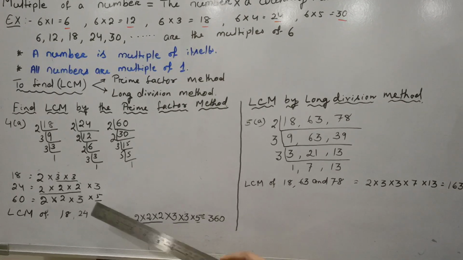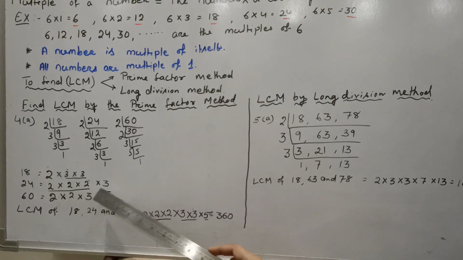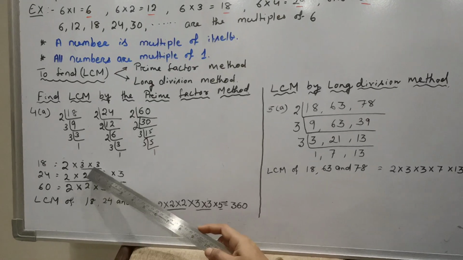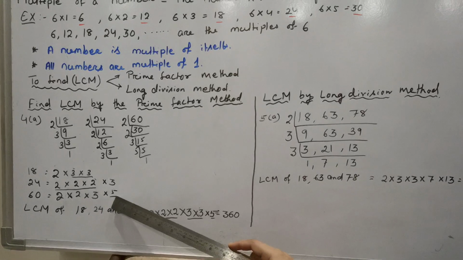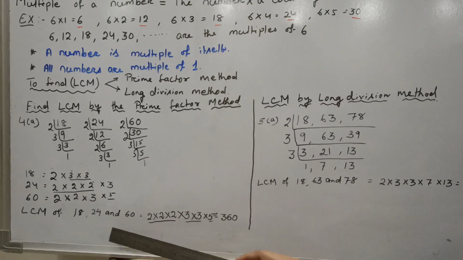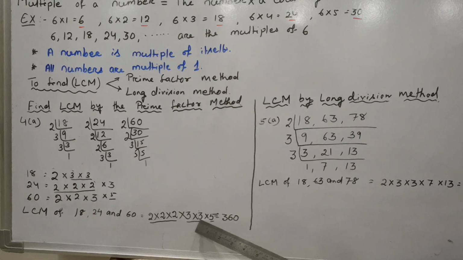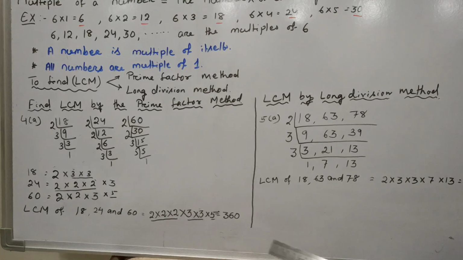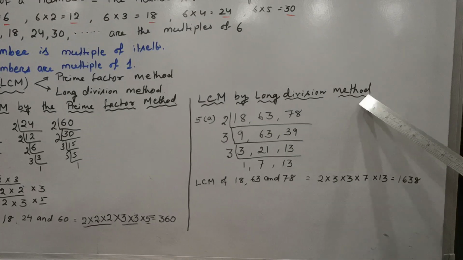Then here 3 repeats 2 times. Here 1 time, here 1 time. So you take the maximum number of 3s, 2 times, take 3 into 3. Then 5. So the LCM of 18, 24 and 60 is 2 into 2 into 2 into 3 into 3 into 5. The answer is 360. Then the second method is to find the LCM by the long division method.